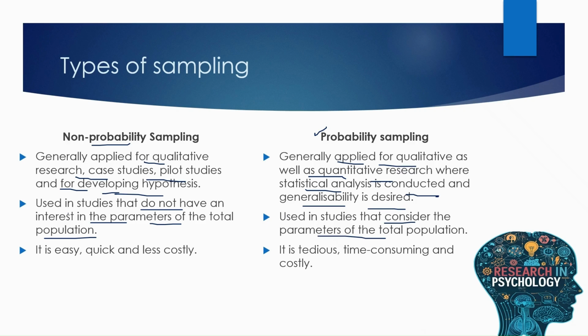Why? Again, because we have the sample which is a true representation of the population, where all the parameters of the population will be exhibited by the sample also. Here, the parameters may not be exhibited by the sample. Non-probability sampling is easy, quick, and less costly, right? So I'm just choosing people I know. Just takes a phone call, or maybe when I meet them, I can just say, okay, yeah, please be a part of my study. Here, it is tedious, time consuming, and costly also. All right. So that's the difference between non-probability sampling and probability sampling.